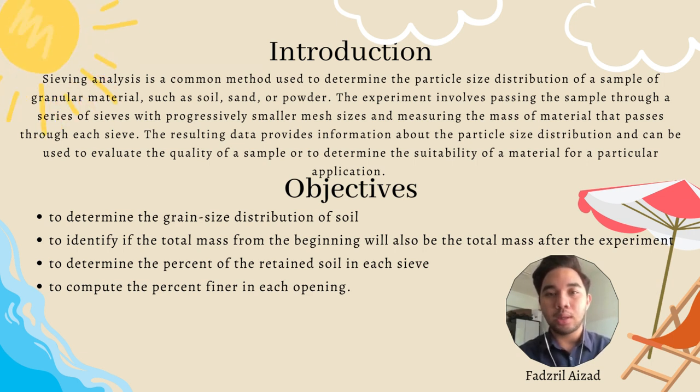As for the experiment, the objective is to determine the grain size distribution of soil, to identify if the total mass from the beginning will also be the total mass after the experiment, to determine the percent of retained soil in each sieve, and to compute the percent finer in each opening.